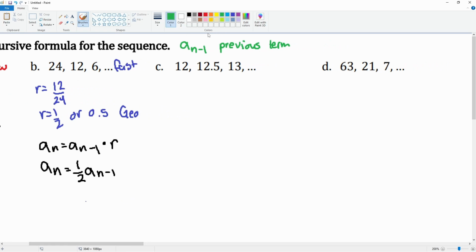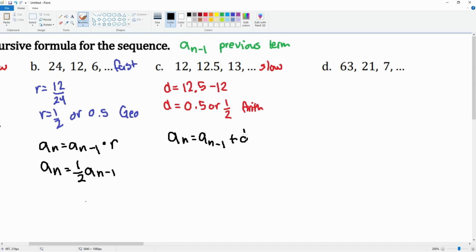12, 12.5, 13. That looks really slow. So we are going to check for a common difference. So 12.5 subtract 12, you get the common difference of 0.5, or you can say 1/2. This is arithmetic. Since it is arithmetic, we can now write down the formula. An is equal to an minus 1 plus the common difference. So an is equal to previous term plus the common difference of 1/2, or you can write 0.5 as well.